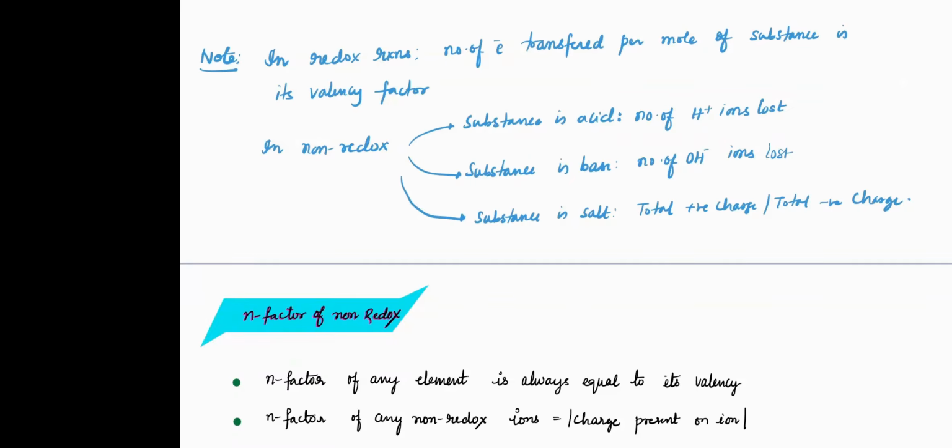Similarly, if a substance is a salt, then in the case of salt, you will usually check the total charge it is able to give. What is the total amount of charge? Either total positive charge or total negative charge. Now, these three are the factors you would use to calculate the valency factor. Okay, so in the non-redox case, you know how to figure out the valency factor. So, valency factor can be figured out based on these three cases.